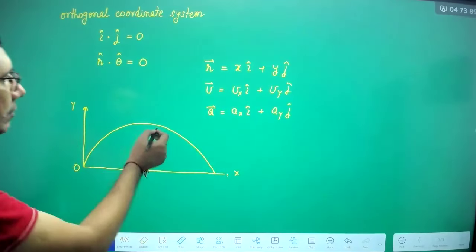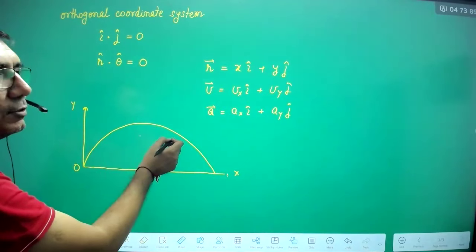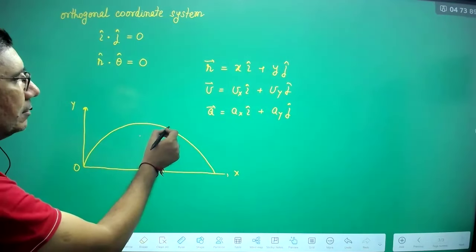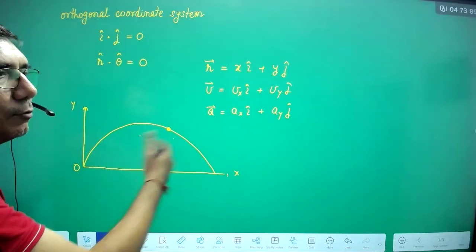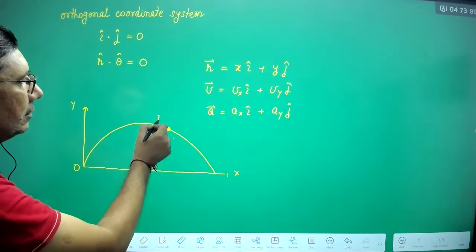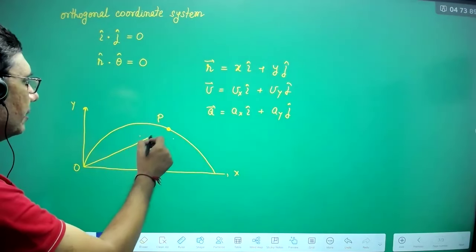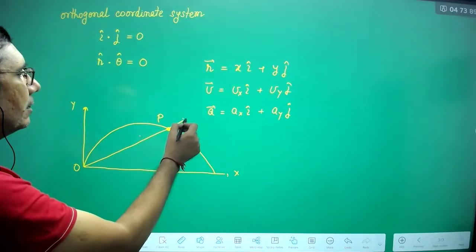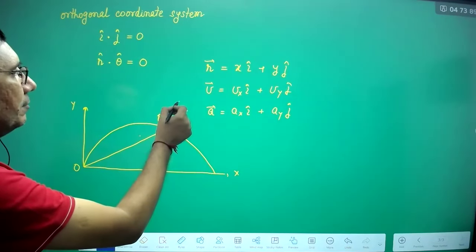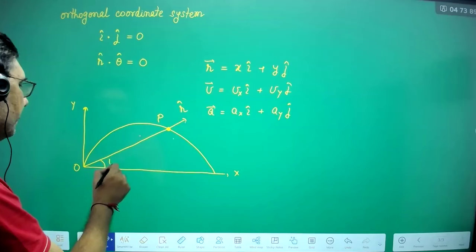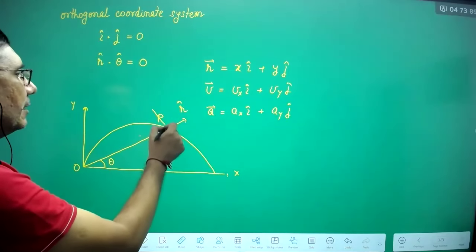You can even study this motion, which is a planar motion, in terms of polar coordinates also. Suppose this is the particular position of the particle, then this will be the r direction. This will be the r cap direction at any time. And this will be theta, and this will be the theta cap direction.